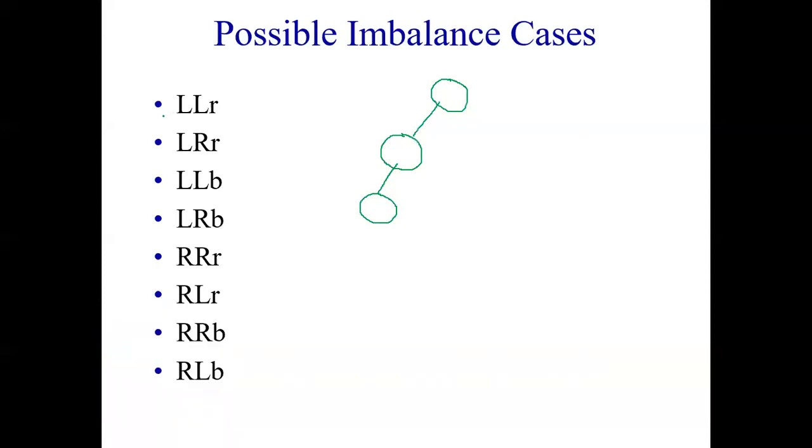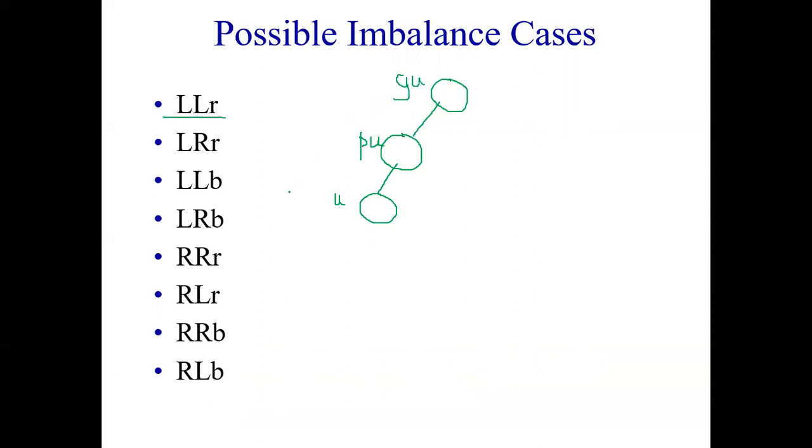I'm trying to explain what is meant by LLR. Okay. The new node is called U. The parent of the new node is called PU. P represents the parent of U. Okay, and this node is referred to as GU, which is the grandparent of U.